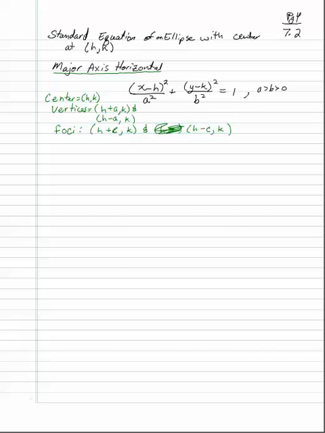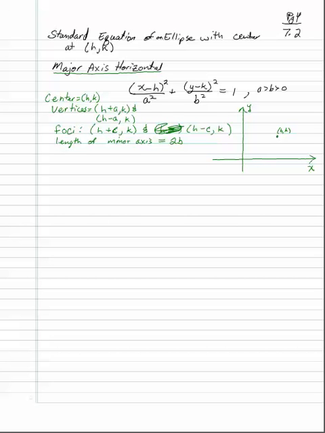And then the length of the minor axis is going to be equal to 2b. Alright, so you're just going to go from the center, up b and then down b, so that length is going to be 2b.